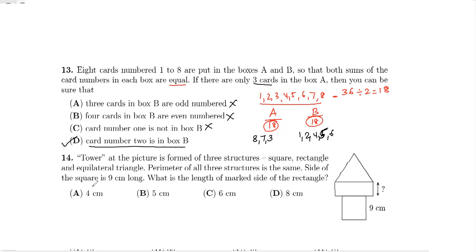Now let's read question number 14. The tower in the picture is formed of 3 structures: a square, a rectangle, and an equilateral triangle. The perimeter of all the 3 structures is the same. The side of the square is 9 centimeters long. What is the length of the marked side of the rectangle? Now, so we have been given, so what is the perimeter of the square?